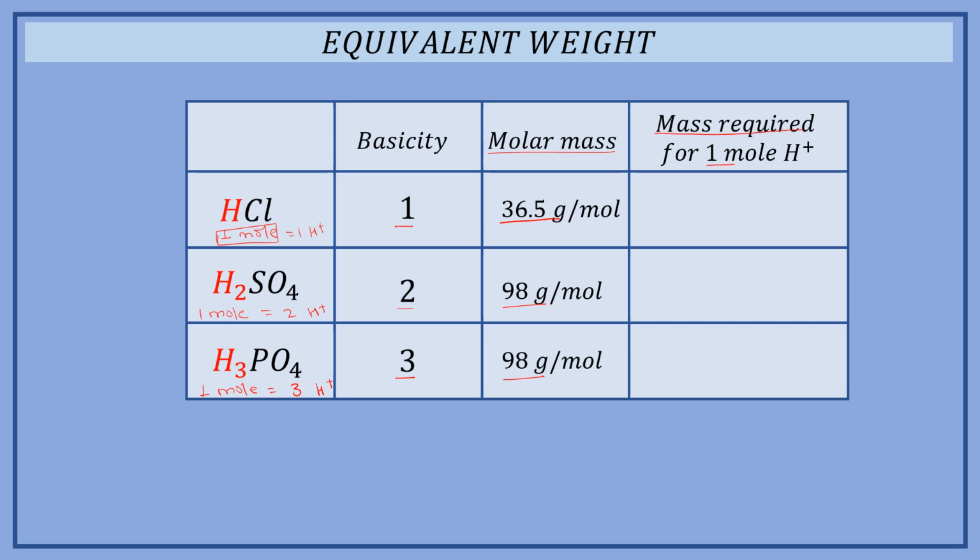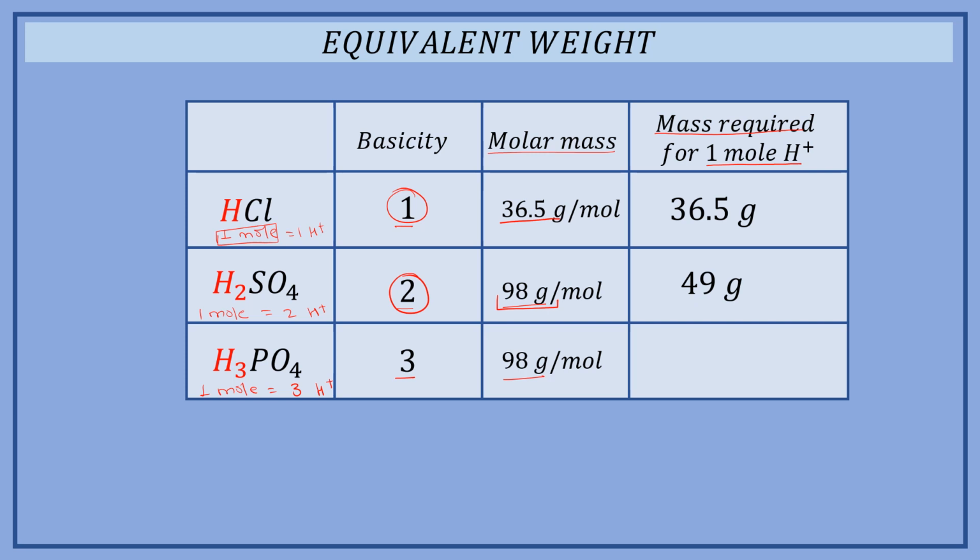However, for H2SO4, we saw 98 gram, that is equal to 1 mole, will give us 2 moles of H plus ion. Therefore, the mass required for 1 mole of H plus ion from H2SO4 will be half of its molar mass, that is 49 gram. And on similar grounds, the mass required for H3PO4 will be 32.66 gram. We will divide the molar mass by 3, its basicity.